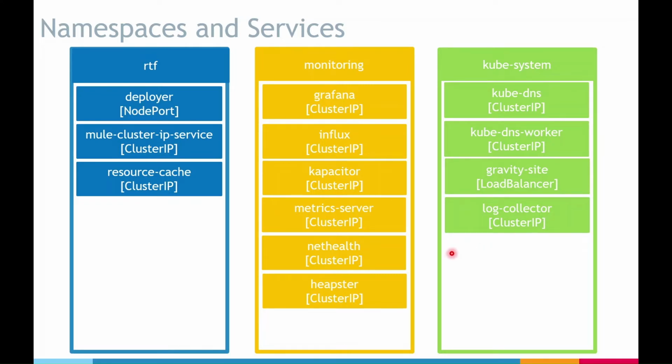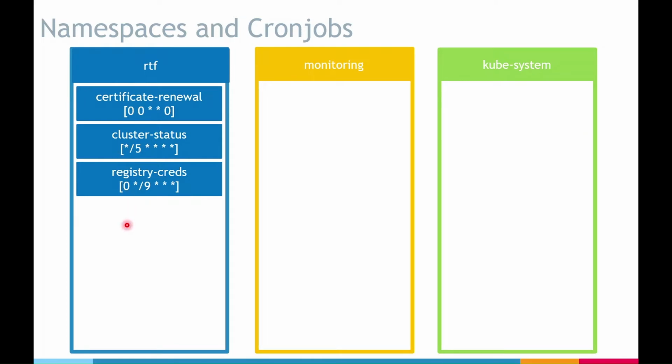Now, like I said, some pods might be run through a scheduler. This is achieved using cron jobs in Kubernetes. So let's check those. Only the RTF namespace has cron jobs, and there are a total of three cron jobs in the RTF namespace. So let's understand each of those. Certificate renewal: we have already seen there is a pod named certificate renewal whose job is to update the certificate when it's about to expire. So this cron job ensures that the pod is triggered whenever the certificate is about to expire.